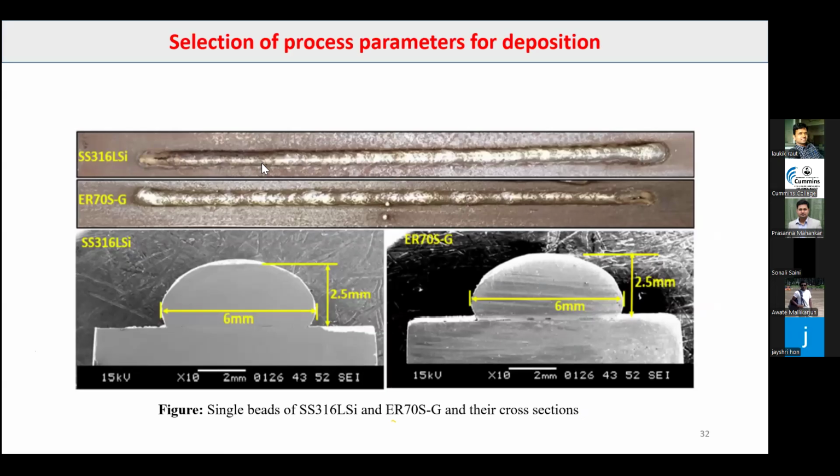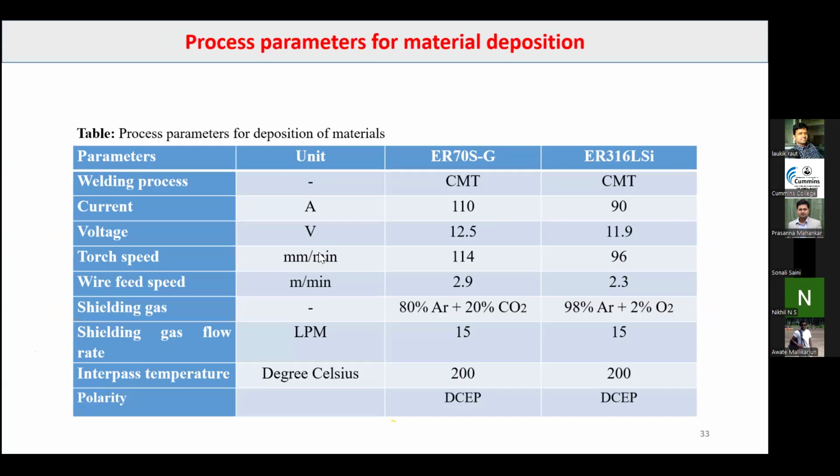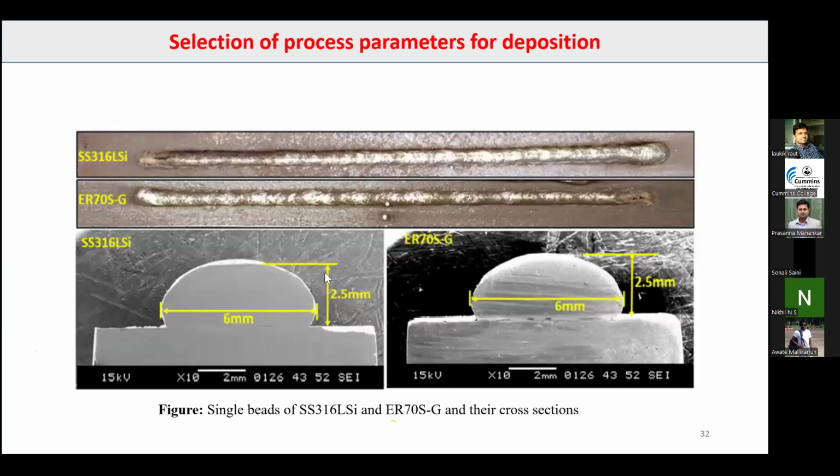First of all, I had to select the process parameters, because through the literature review it was very difficult to get the exact process parameters. I decided that I will deposit a wall with a width of 6 mm. So for deciding the process parameters, I deposited multiple beads over the plate, took a cut section of it, and observed its width and height in the SEM machine. With these process parameters, I got a bead width of 6 mm and a height of 2.5 mm. So these are the process parameters.